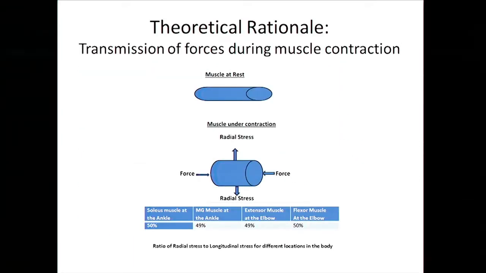So here, the muscle at rest, when it contracts, it gets shorter and it has to get fatter. And so the forces going out this way are about 50% of the forces coming this way. That's pretty substantial. I mean, muscles are pretty strong. So you're talking quite a lot of force going laterally outside the muscle.